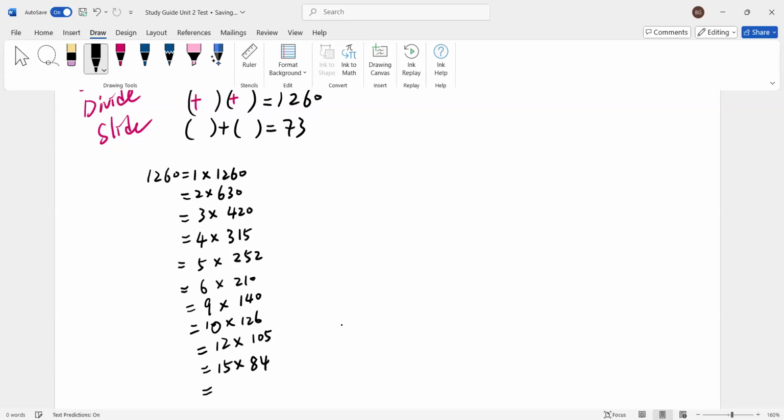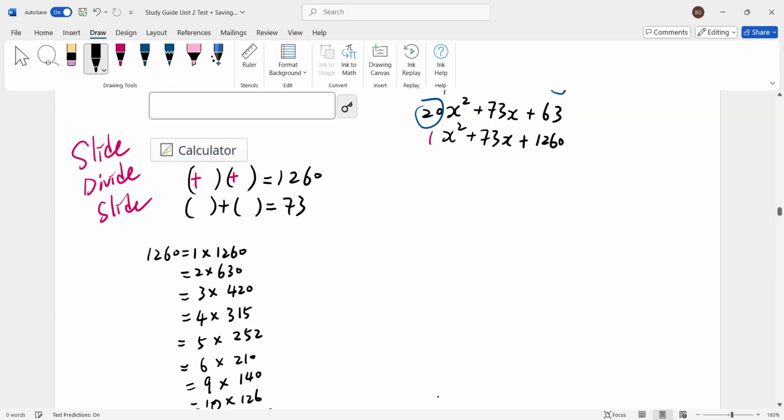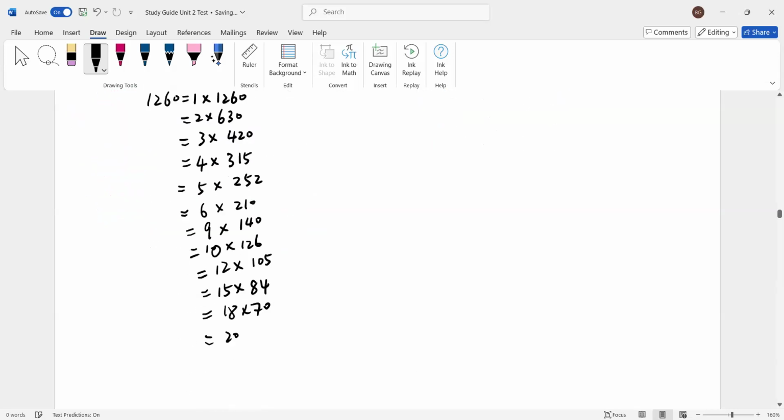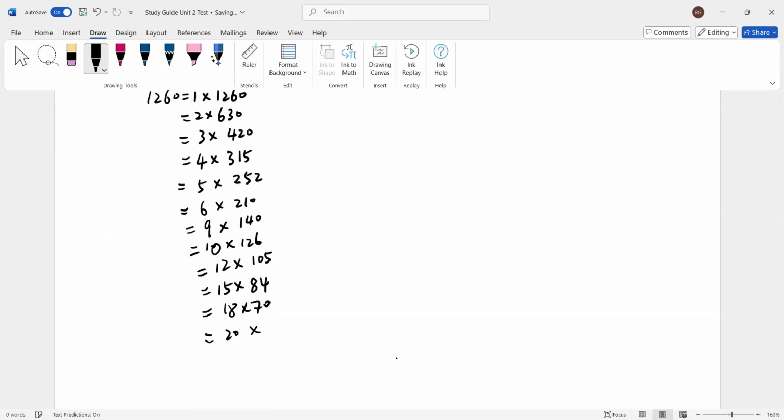1260 divided by 18. Yeah, 18 times 70. Add up to 88. No. So continue. 19, no. 20. Okay, it is 20 times 63. They do not add up to 73. We wanted the two numbers to add up to 73. So keep going, 21, 22, 23.